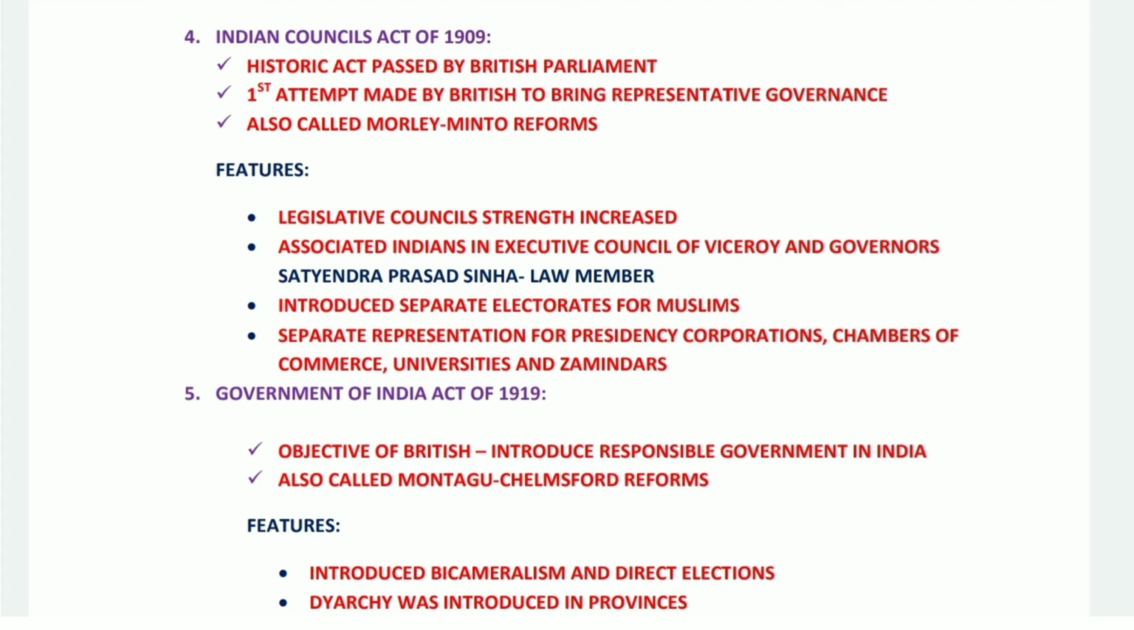And also the diarchy system was introduced in provinces, that is the provincial subjects which were given to provinces were divided into transferred and reserved list, and these transferred subjects were administered by the governor with the aid of ministers who were responsible to legislative councils, whereas reserved subjects were administered by the governor with executive council but without being responsible to legislative council. That is, here the difference is transferred subjects were responsible to legislative councils, whereas reserved subjects are not responsible to legislative council.